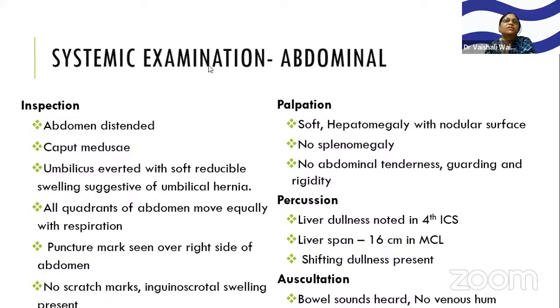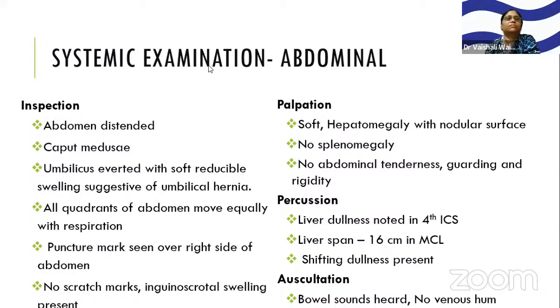So, what is the significance of this? Yes, ma'am. In alcohol-induced chronic liver disease, there is a fatty deposition in the liver, due to which hepatomegaly may be present, and the nodular surface is suggestive of some cirrhosis going on. Although cirrhosis is a biopsy-proven diagnosis, here we feel a nodular surface, so it's suggestive of cirrhosis. Okay, and in percussion, you have mentioned shifting dullness is present. Yes, ma'am. How did you elicit this?